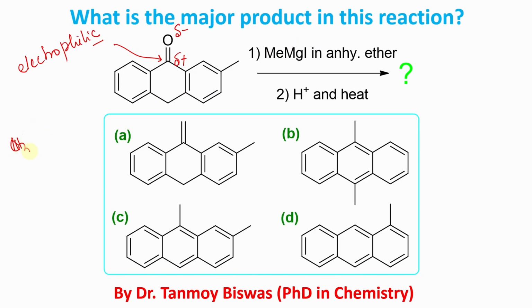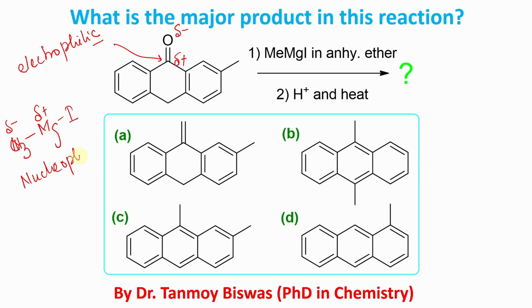Now if you look at CH3MgI, methyl magnesium iodide, there is a carbon-magnesium bond. Because of the electronegativity difference, magnesium is delta positive and carbon is delta negative. So a slight excess of electron density is there. So this is, students, nucleophilic in nature.